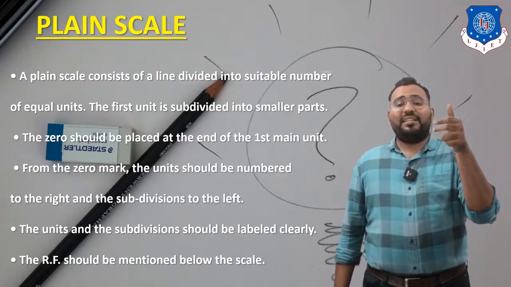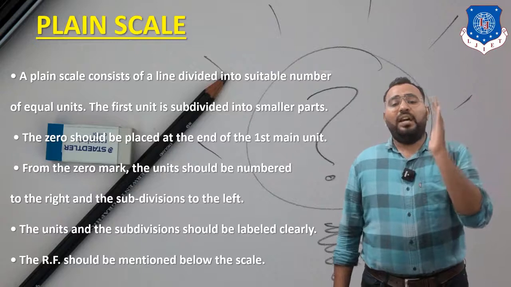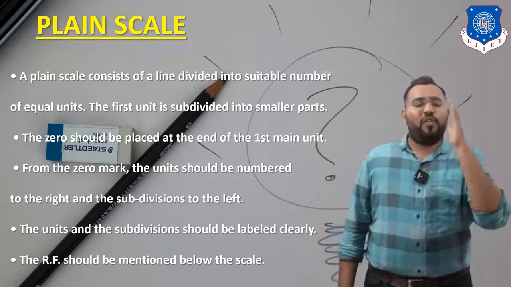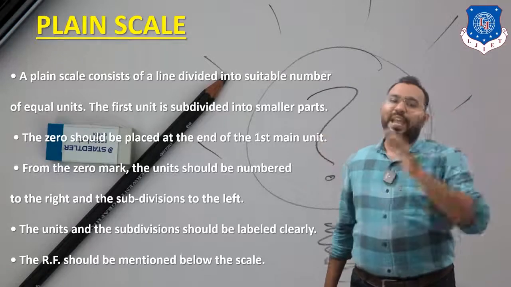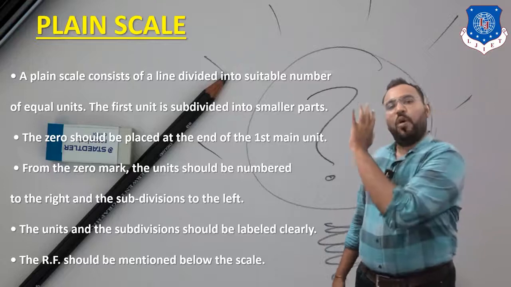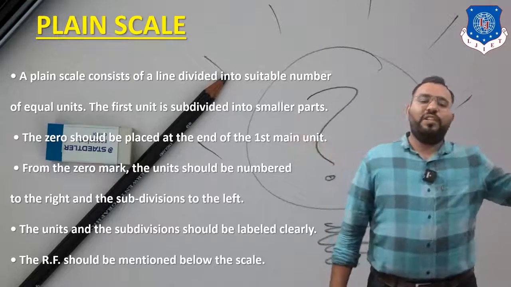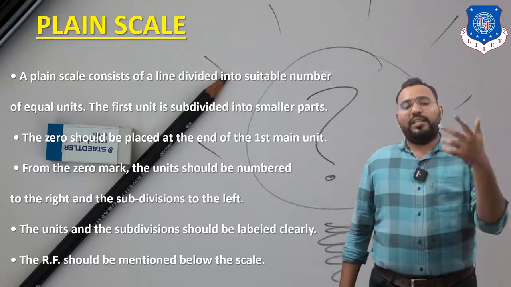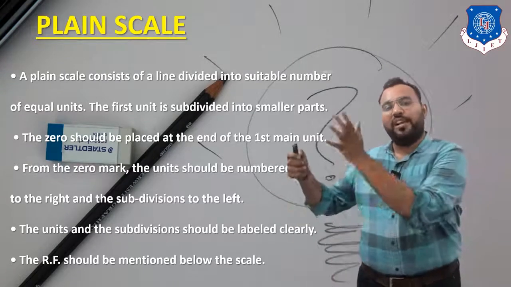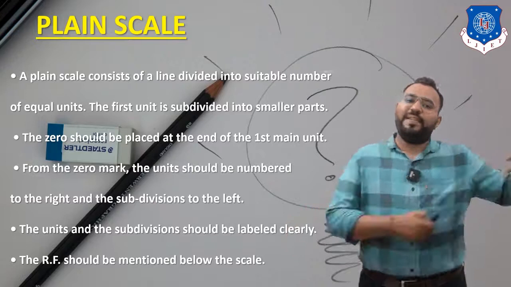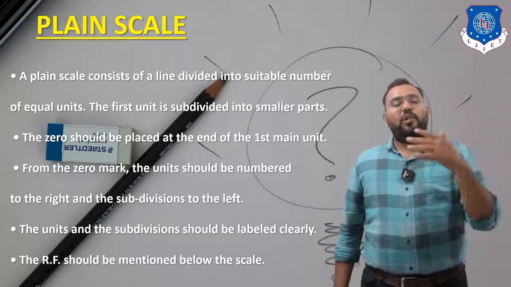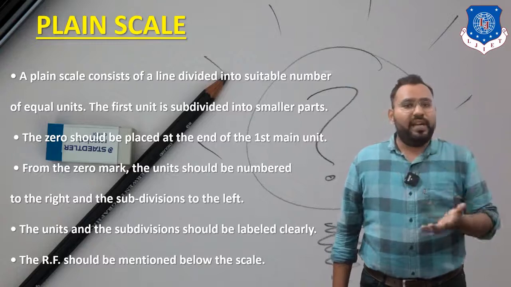Now the third point says, from 0 the units should be numbered to the right and subdivisions to the left. So we already know the right side of 0 shows the meter and the left side of 0 shows the decimeter. So the right side of 0 shows the main unit and the left side of 0 shows the sub unit. The fourth point: the units and subdivisions should be labeled clearly. So on the extreme right side we have written meter as the main unit, and on the extreme left portion we write decimeter as the sub unit. The RF should be mentioned below the scale, which we have already done in the example.